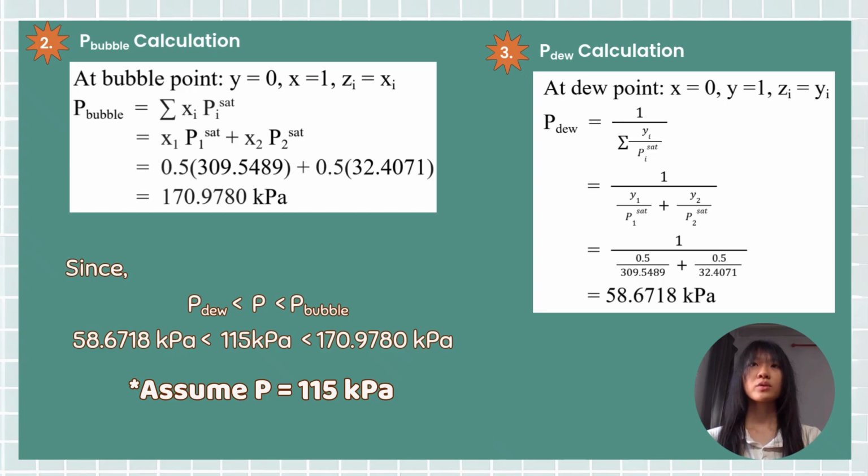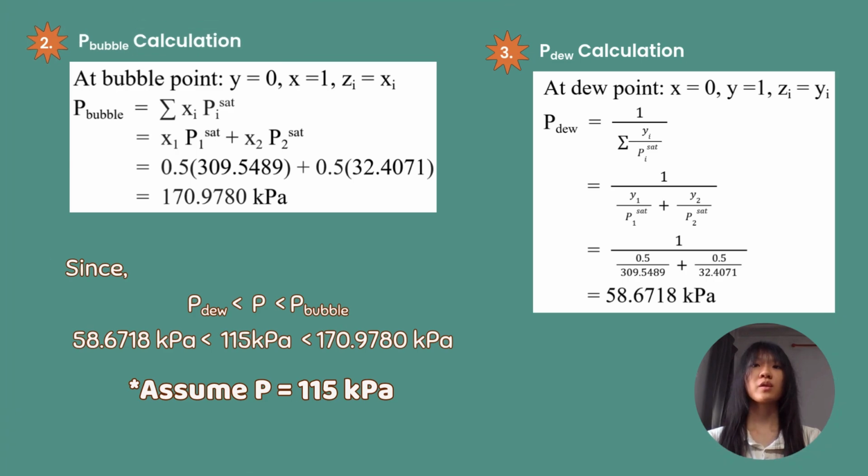At bubble point, y equals 0 and x equals 1, which means that zi is equal to xi. The formula of the bubble point pressure is the sum of xi times the saturated pressure. So the bubble point pressure that we got is 170.978 kilopascal. Next, we find the dew point pressure. At dew point, x is 0 and y is 1, so zi equals yi. The dew point pressure equation is 1 over the sum of yi divided by the saturated pressure. So we got 58.6718 kilopascal for the dew point pressure. Since the operating pressure needs to be between the dew point pressure and the bubble point pressure, we assume the operating pressure equals 115 kilopascal.